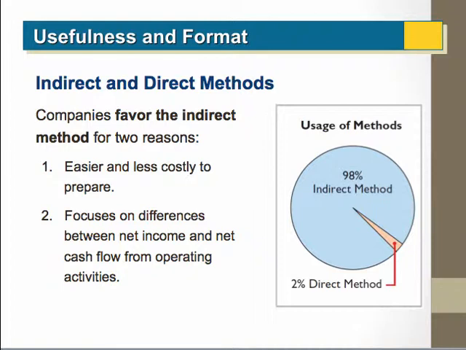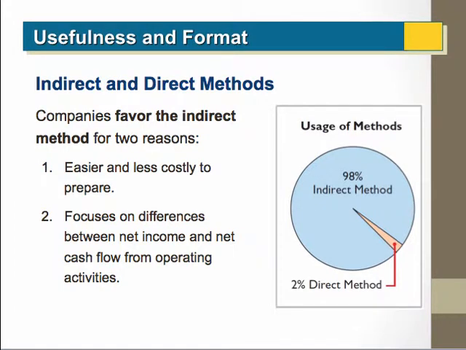As we said before, there are two different methods, the indirect method and the direct method. Since there are 3 sections to the statement of cash flows, the investing activities and financing activities are exactly the same for both methods. The only difference is how the operating activities are calculated.